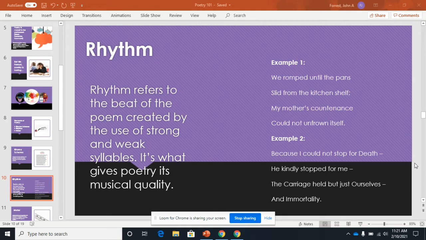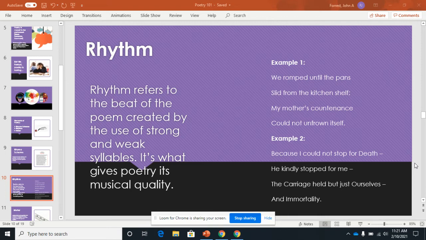So, example 1, focus on the rhythm here. We romped until the pans slid from the kitchen shelf. My mother's countenance could not unfrown itself. You see how that rhythm is kind of more fast paced? And oftentimes with rhythm, guys, you can clap it out.